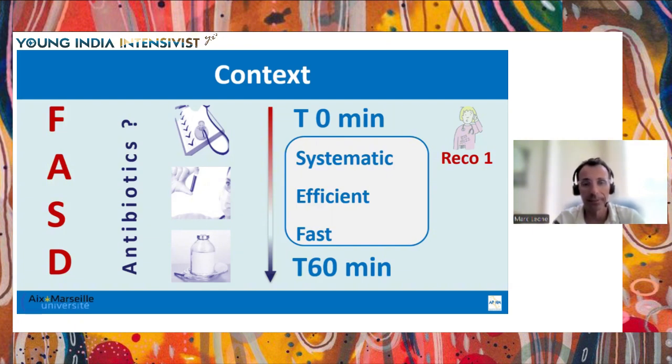In a patient with sepsis or septic shock, you need to decide if you give antibiotics within the first hour. So within the first hour, you should diagnose the sepsis, collect some blood, collect some samples, and give the antibiotics. You don't have time to lose, and you should be very systematic in your approach.